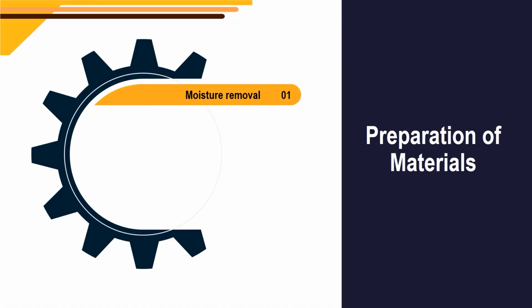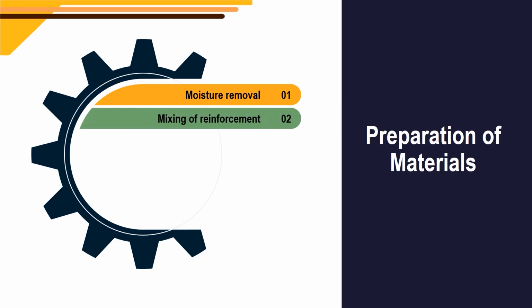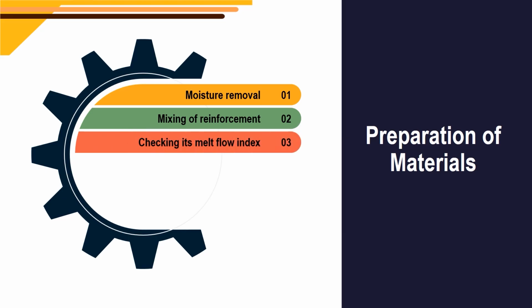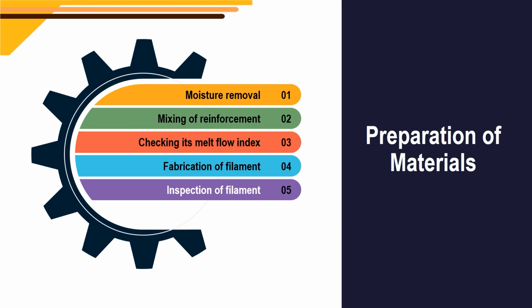Right? Primary and secondary recycling are very commonly used in our country, but tertiary and quaternary are mainly at the lab scale level. Right? So then coming to the preparation of the material, the steps, we are very sure from our two case studies. I have to go for the moisture removal, the mixing of reinforcement, checking it on the MFI, fabrication of the filament, inspection of the filament, and finally filament feed on a 3D printing setup.